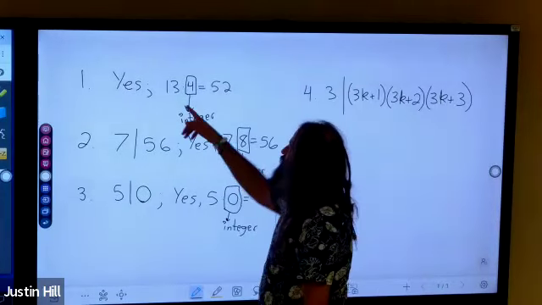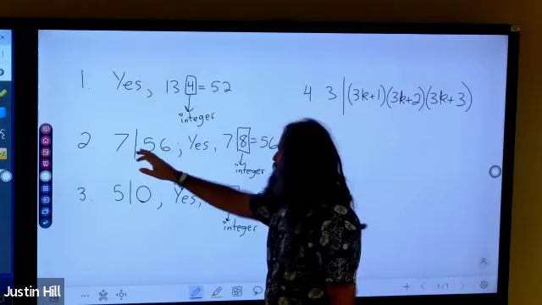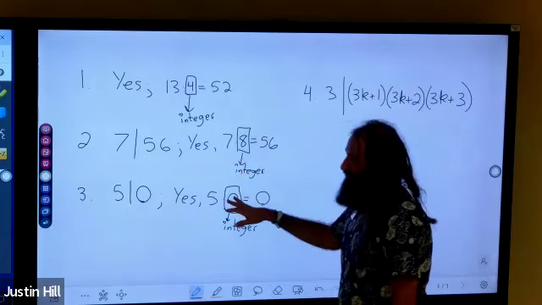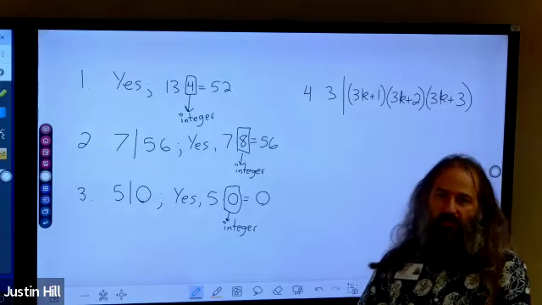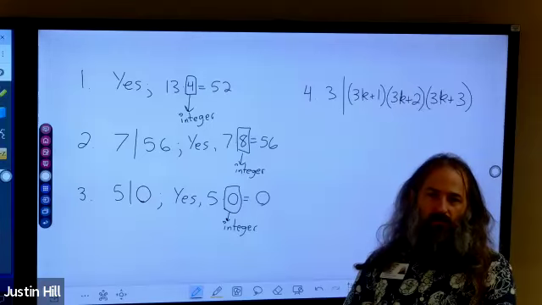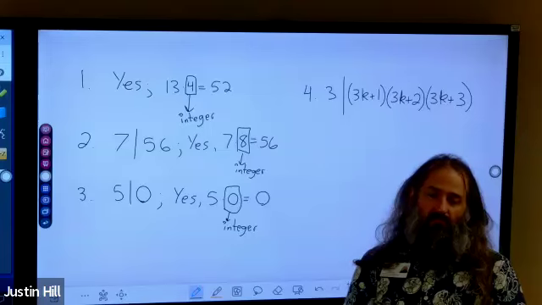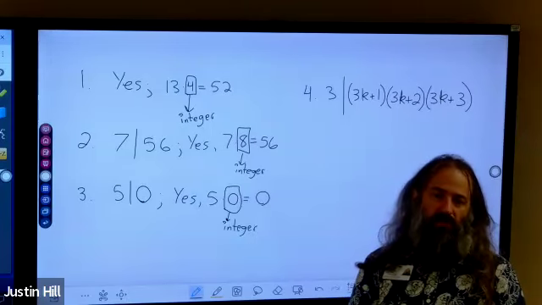So we knew that 13 divided 52 because 13 times an integer is 52. We knew 7 divided 56 because 7 times an integer is 56, etc. The same for 3. So we know one thing divides another if that one thing times an integer gives you the other. That's not only the idea, that's actually the definition of divisibility. That's the definition that she gave you guys in the section.